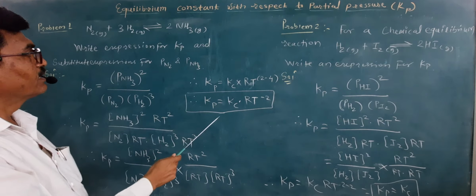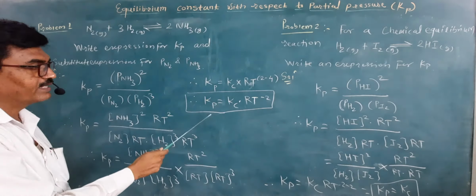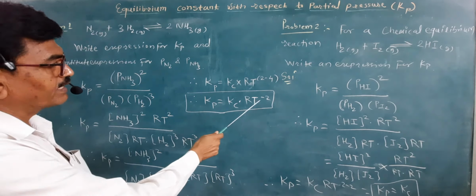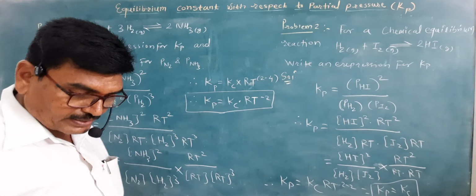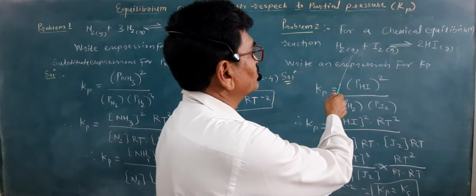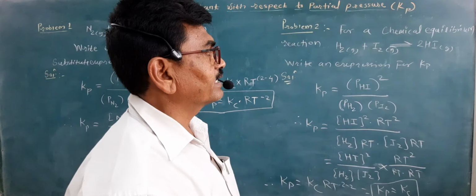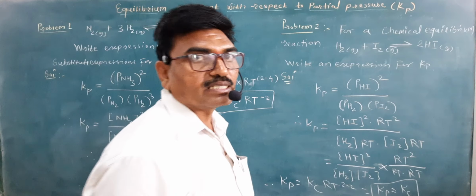So in this way we can write the expression in the form of Kp. Kp is equal to Kc into RT to the power minus 2. Let us see one more example. For a chemical equilibrium reaction, H2 gaseous plus I2 gaseous gives 2HI gaseous. So again all reactants and products are in the gaseous phase.